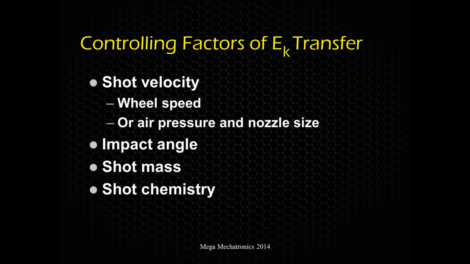So the shot mass and the shot chemistry. Again, going back to the war analogies, the bigger the bullet, the harder it's going to hit. And if that bullet is a lead core versus a steel core, the steel core is going to do way more damage, or even a tungsten core, as well as the workpiece properties. So how much residual stress can that workpiece actually create?